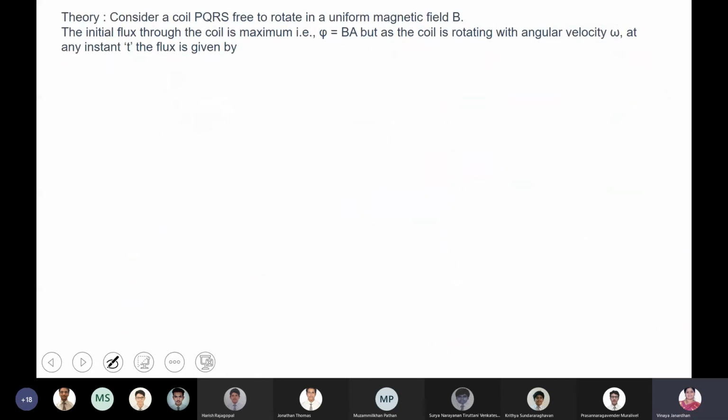Now let us go for finding the instantaneous EMF, the EMF induced at any instant of time. Now start writing, boys.